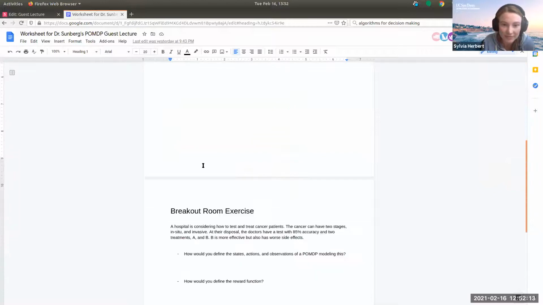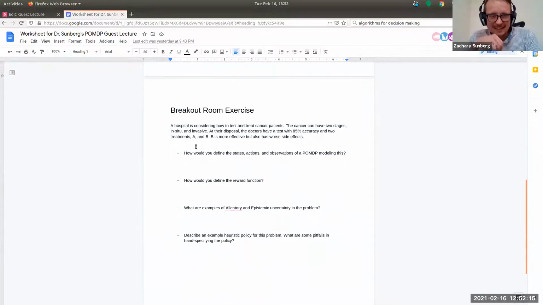On the second page of this worksheet, I have this breakout room exercise. We have a hospital considering how to test and treat cancer patients. Cancer can have 2 stages, in situ and invasive. And the doctors have a test with 85% accuracy and 2 treatments. The questions I want you to think about are, how would you define the states, actions, and observations of this as a POMDP? How would you define the reward function? Or what is an example of a reward function?